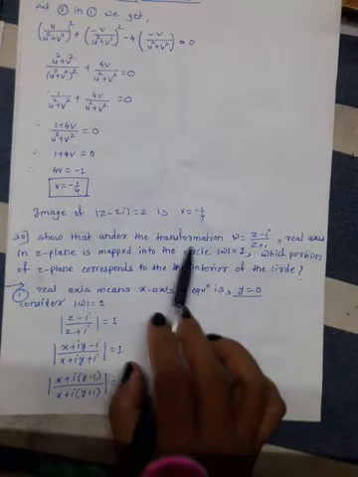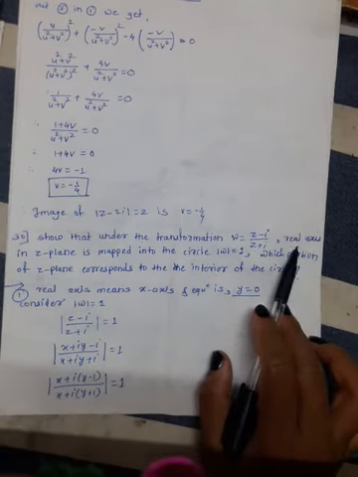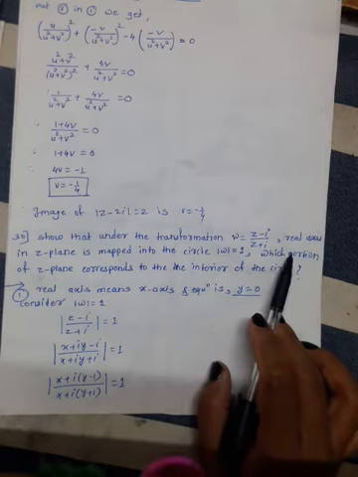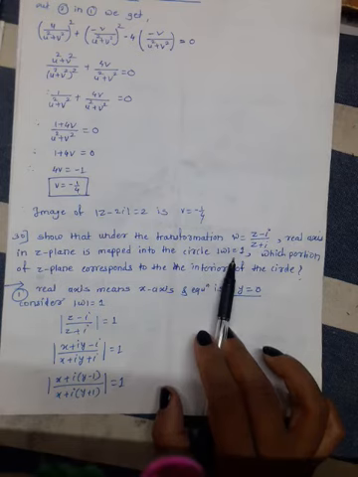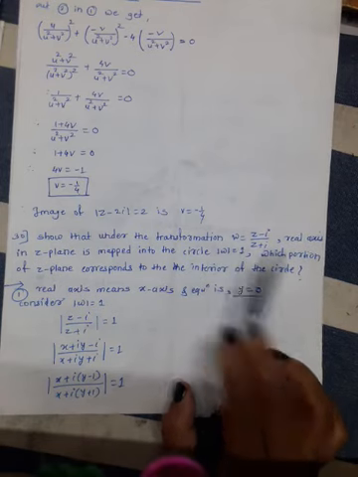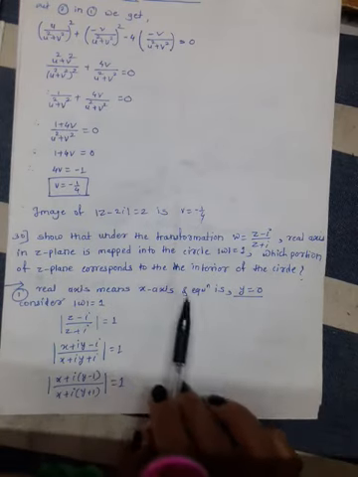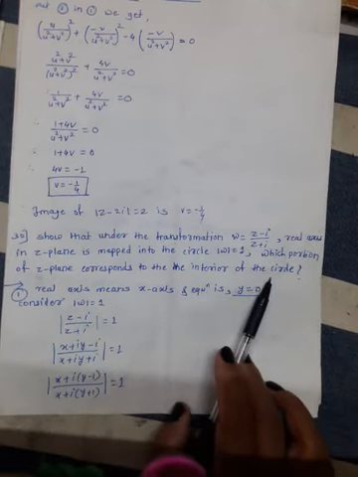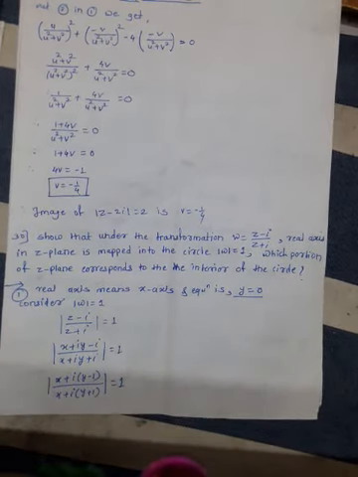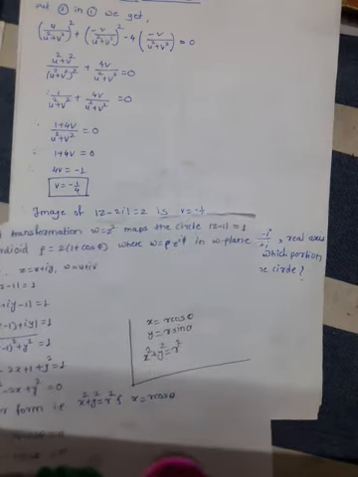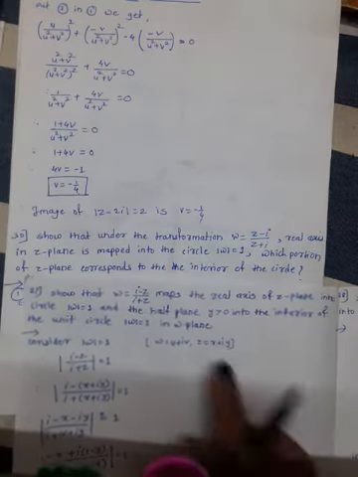Show that under the transformation W, a real axis in the Z plane is mapped into the circle mod W is equal to 1. Real axis means X axis. What is the equation of X axis? Y is equal to 0. This is our first question. Now the second question is, which portion of the Z plane corresponds to the interior part of the circle? This is the same question.